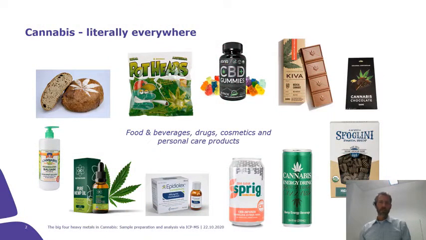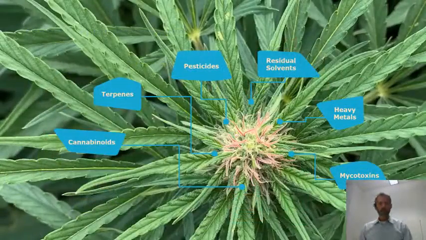You might have come across cannabis in a grocery store, in a dispensary or anywhere else. So as of today, I would say cannabis is literally everywhere. You can see it in food, used in sweets such as gummies or chocolate, in several kinds of beverages, but also in drugs, cosmetics, and personal care products. All of these uses make it, of course, necessary to test cannabis for their content, especially for content that might be harmful to people.